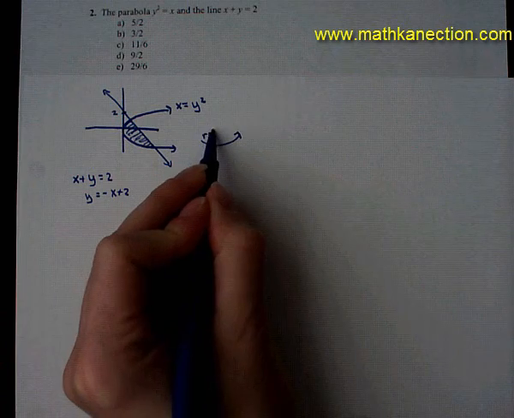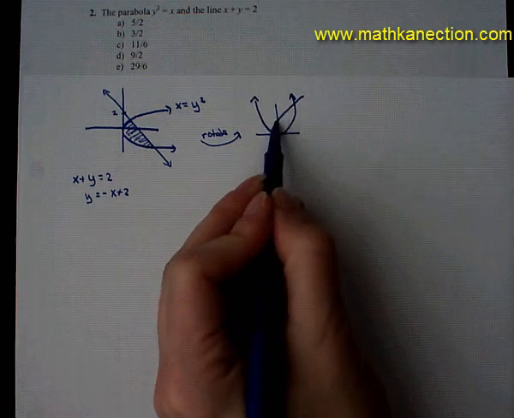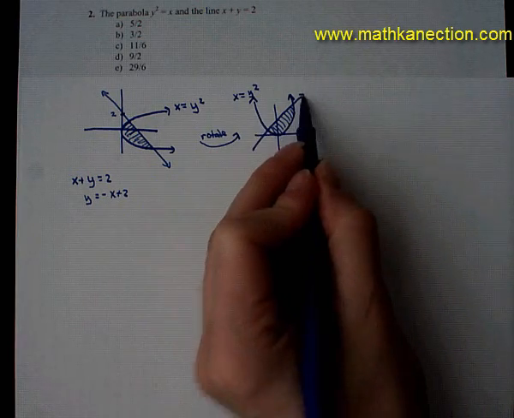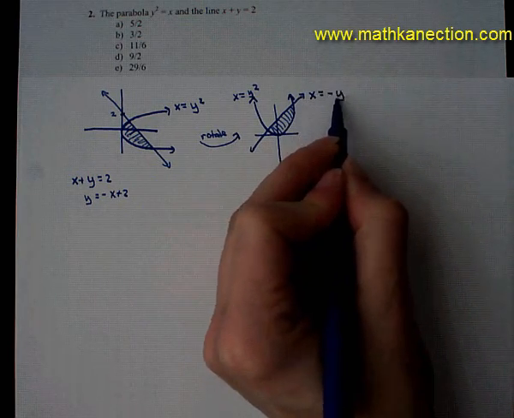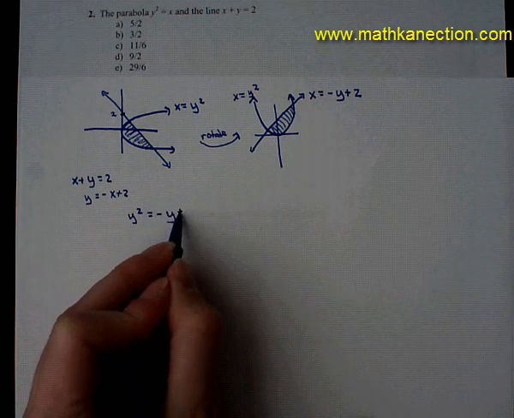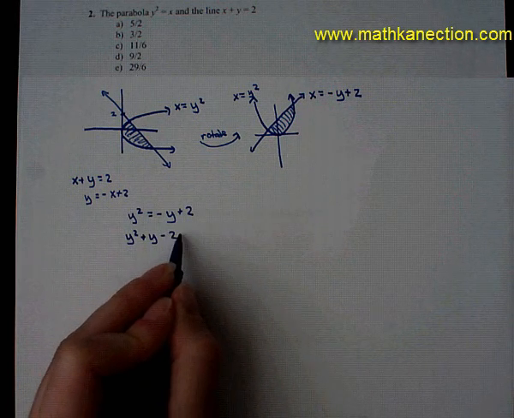We'll rotate our picture to be able to see the top function and the bottom function, where the parabola is the bottom function and the line will be the top function for the area between our two curves. Solving our line in terms of y, we have x equals negative y plus 2. Set our two functions equal to each other. y squared equals negative y plus 2. y squared plus y minus 2 equals 0.